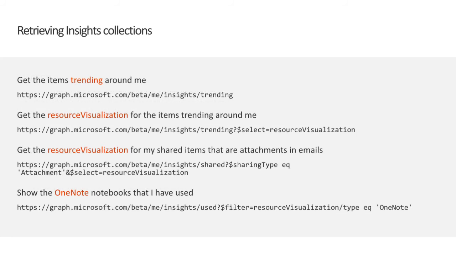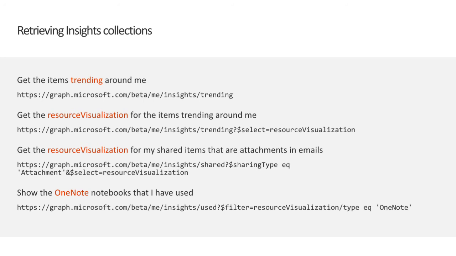So how do I get collections around this? Well, it's pretty straightforward. To get the items that are trending around me, I'm just going to go to the beta/me endpoint and then add on insights/trending. If I only want the resource visualizations for me, then I'd use the OData select query parameter and specify resource visualization.